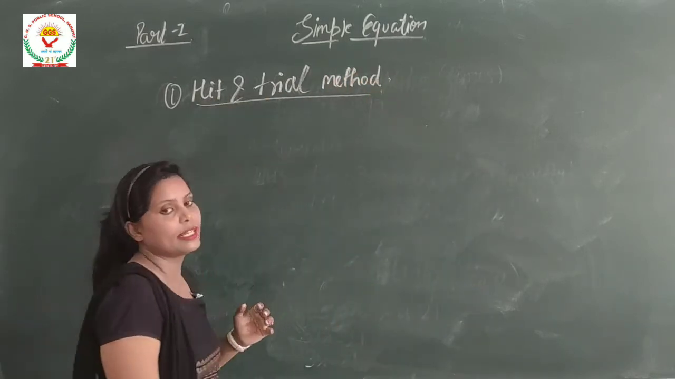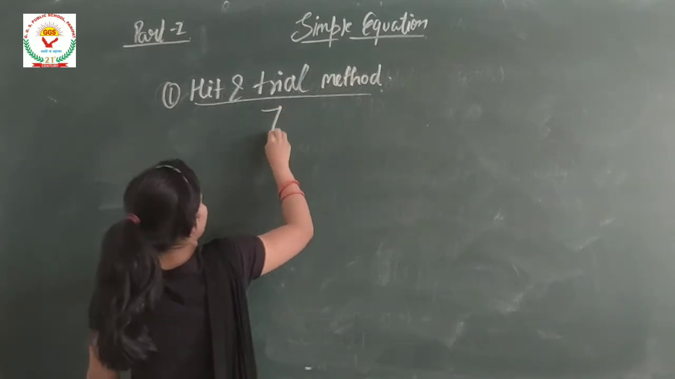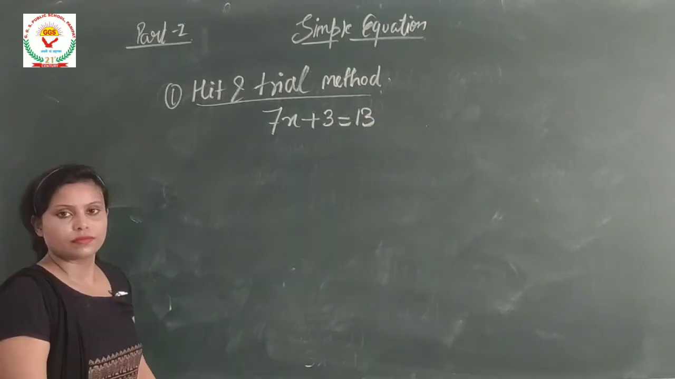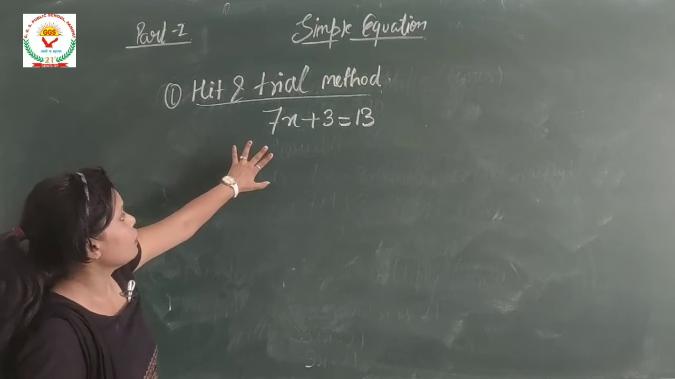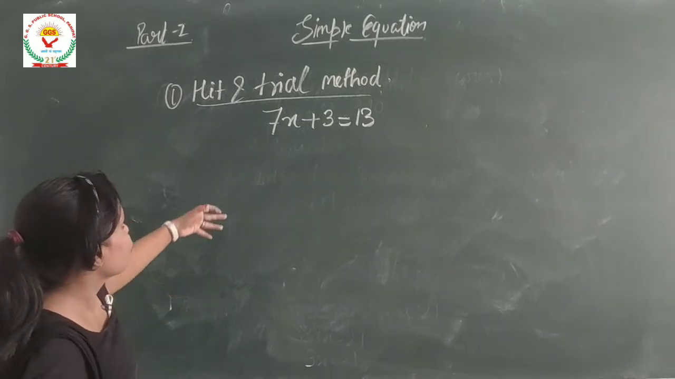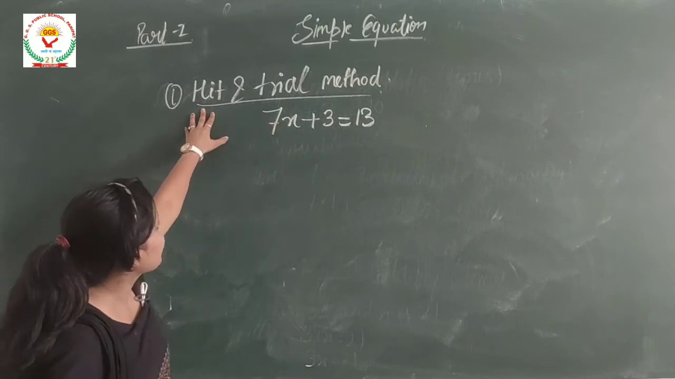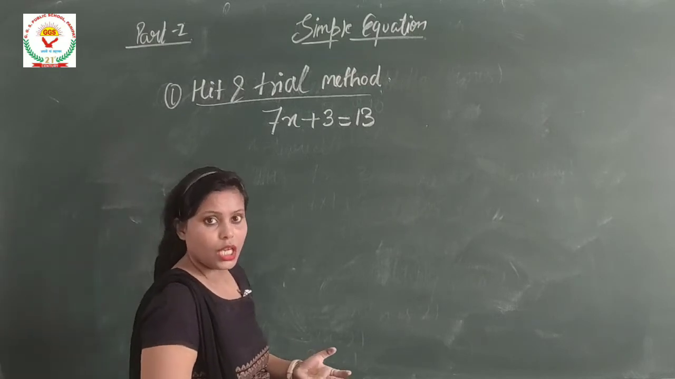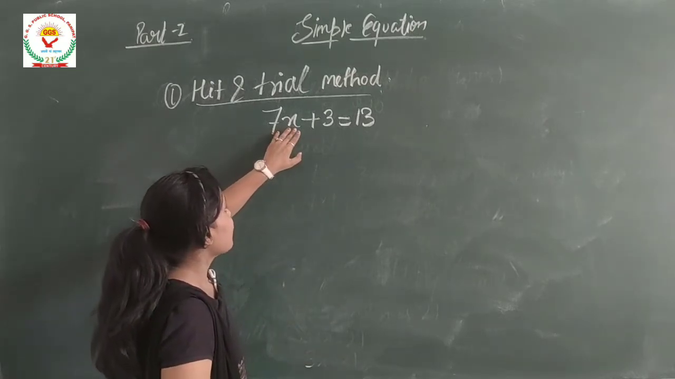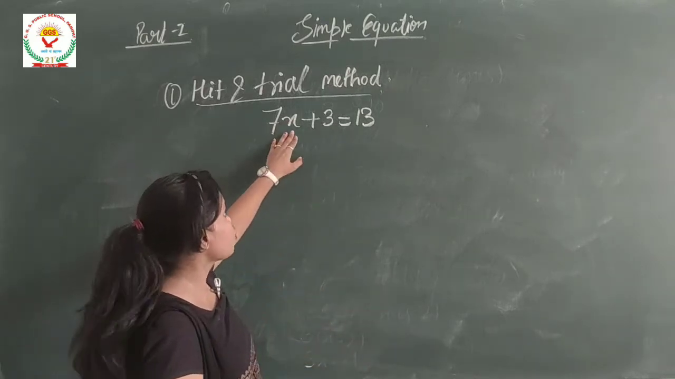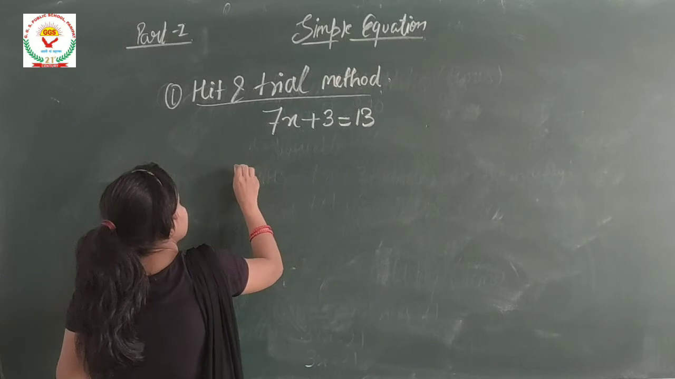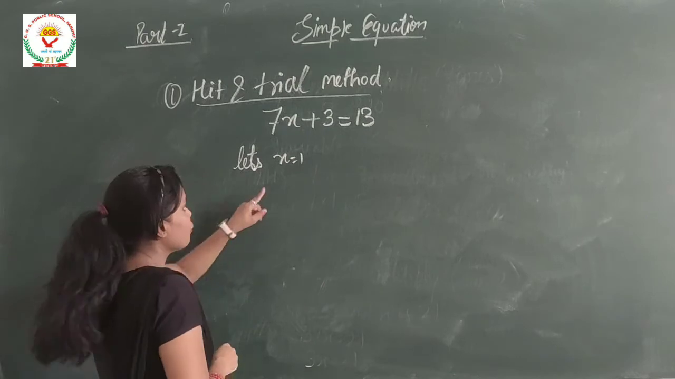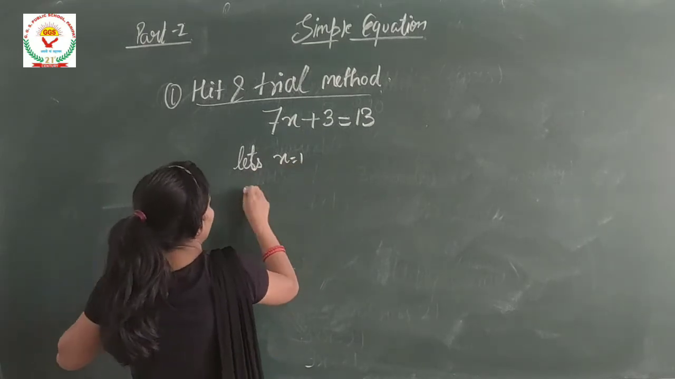First method is the hit and trial method. Let's take an example. If this is the equation, I need to solve it with the hit and trial method. In the hit and trial method, I am supposed to assume the value of x. Let's assume x is equal to 1. If I assume x is equal to 1, what will happen?